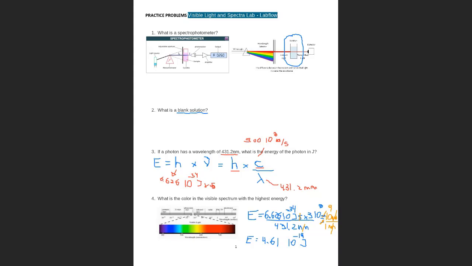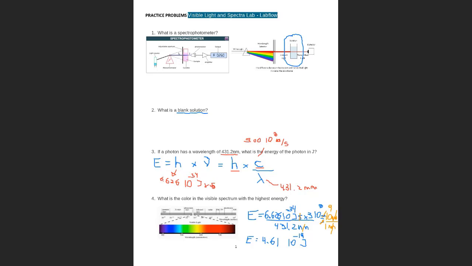And this is how you are going to calculate the energy of a specific wavelength. You are using the particle nature of the light. You are using Einstein's equation to calculate that. Very good.